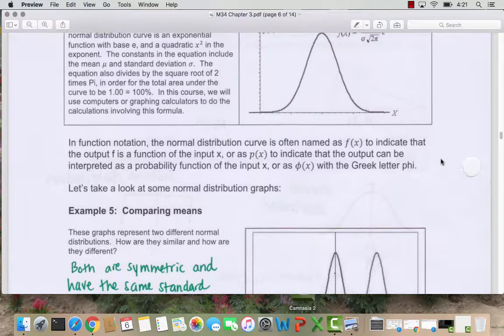So in function notation, we call this f of x. So function of x is how we read function notation. The input is x and the output is f. Sometimes you'll see it as p of x to indicate that the output p could be interpreted as a probability of the input x, or you'll see it as phi of x, the Greek letter phi.